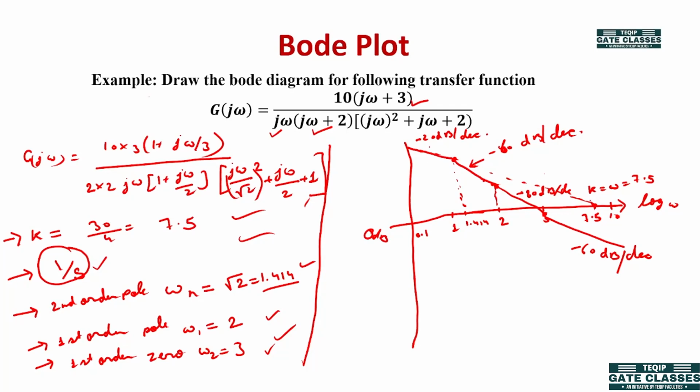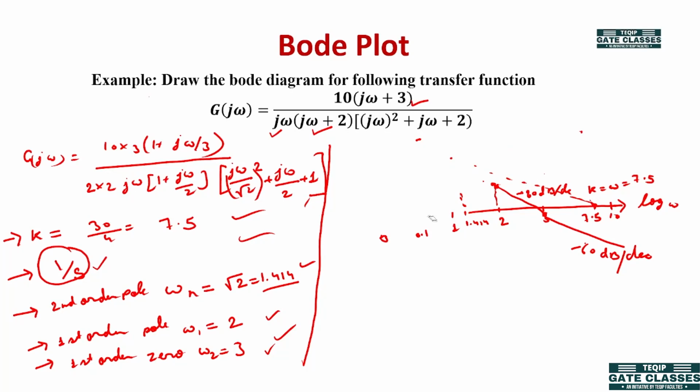Okay, so this is how we get our magnitude plot. Minus 20 dB per decade initial slope, then at omega is equal to root 2 it will become minus 60 dB per decade, as this is the second order pole. Then again at omega is equal to 2 the slope will change to minus 80 dB per decade, and then at omega 3 it will change again to minus 60 dB per decade. So this is your magnitude plot. Similarly we can draw for phase plot as well.